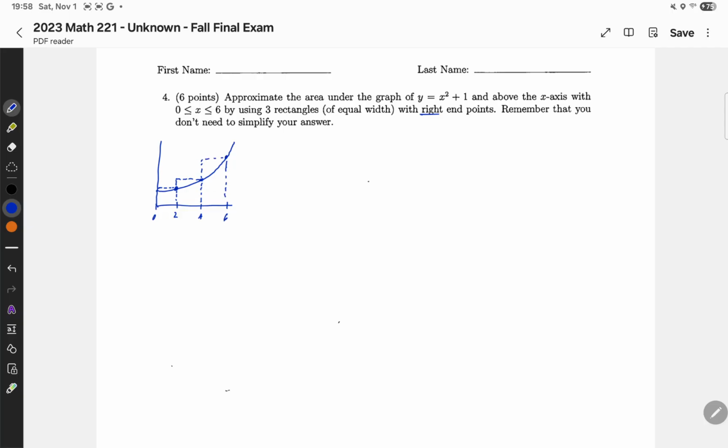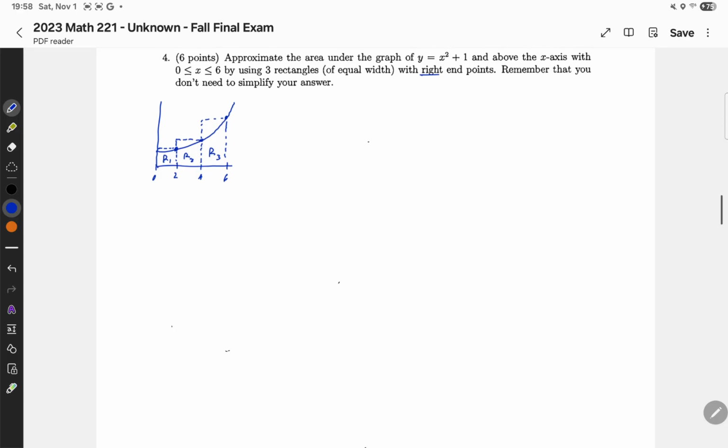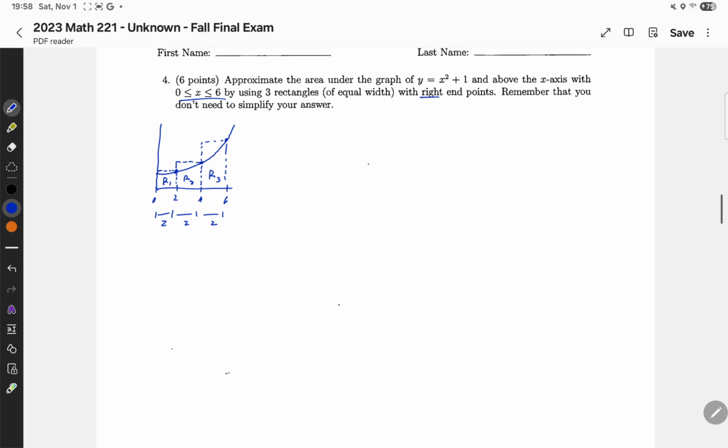Perfect. All right, and now let's find the area of each of these rectangles. So let's call this R1, R2, R3. Well, each rectangle has a base of 2. That's pretty self-explanatory, right? Because we're using 3 rectangles over 0 to 6. And then the height is actually going to be a lot simpler than it looks. All that's going to be is, well, what is the y value at x equals 6? Well, that's just f of 6. Same thing for this one, right? What's the y value at 4? It's going to be f of 4 and f of 2 down here.